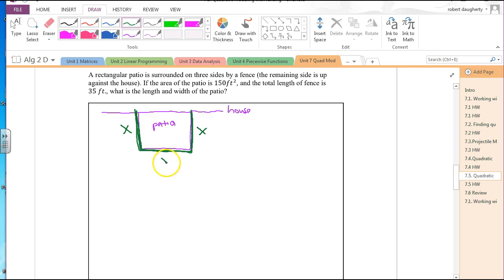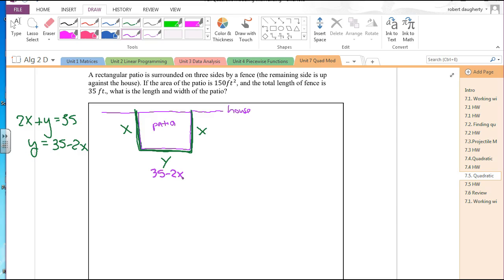Now, if this side is y, how do I find the perimeter? The perimeter is what, 2x plus y? What does the perimeter equal? 35. So that means that y is equal to what? 35 minus 2x. So this side is 35 minus 2x. So now I've got every side of that rectangle in terms of x.